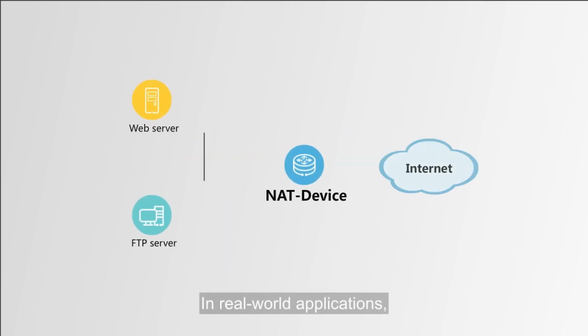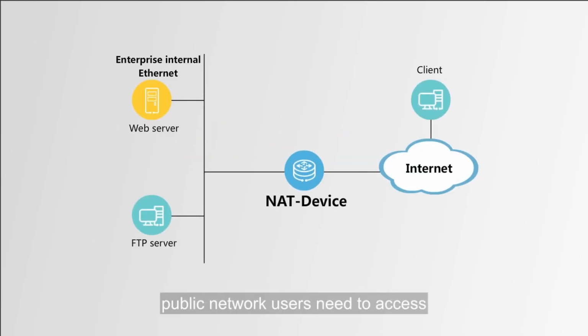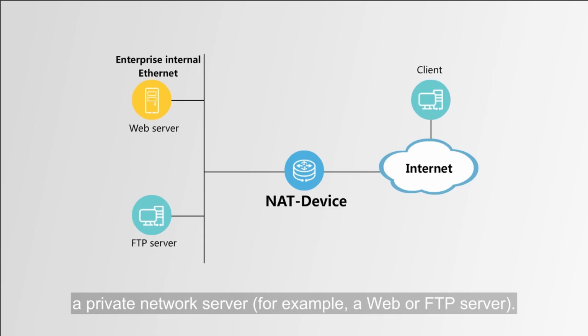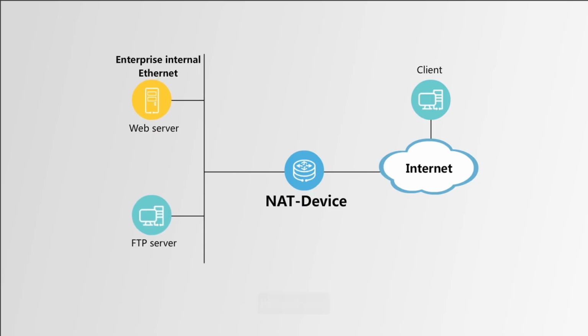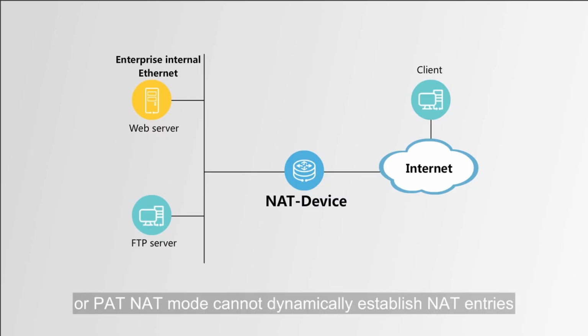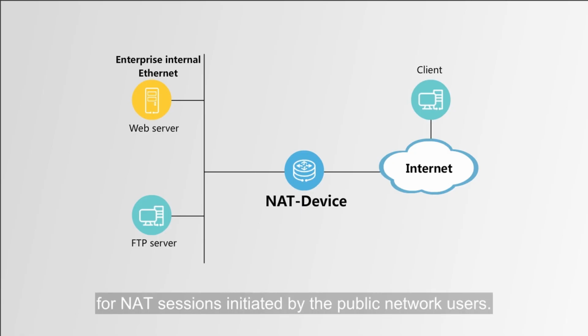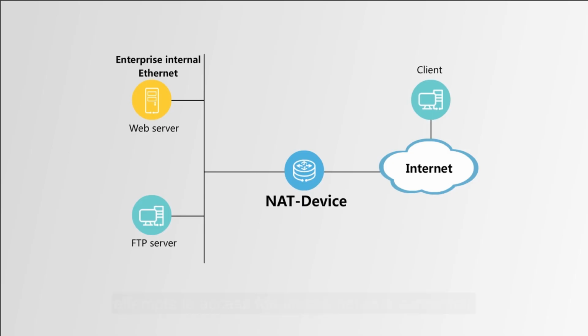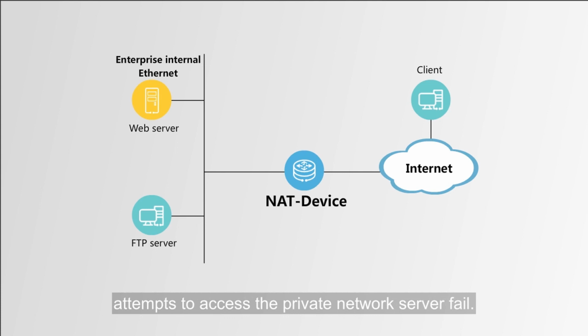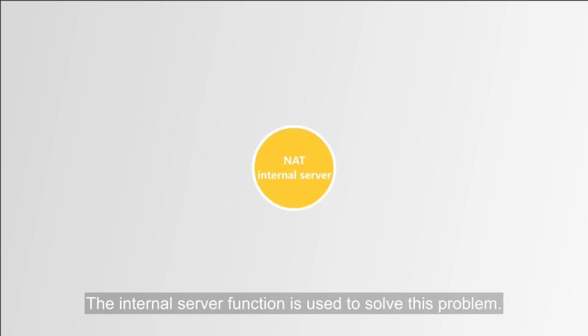In real-world applications, public network users need to access a private network server, for example, a web or FTP server. However, the NAT device working in basic or PAT-NAT mode cannot dynamically establish NAT entries for NAT sessions initiated by the public network users. As a result, attempts to access the private network server fail. The internal server function is used to solve this problem.